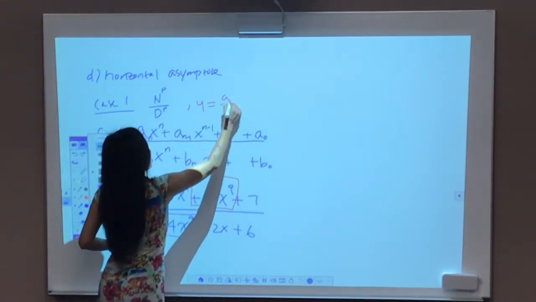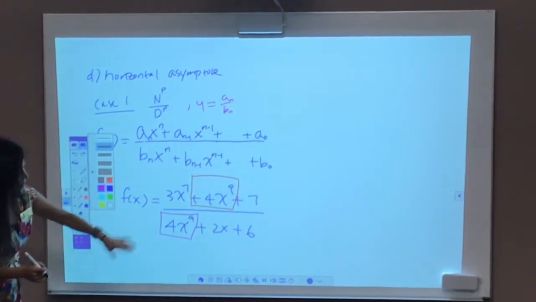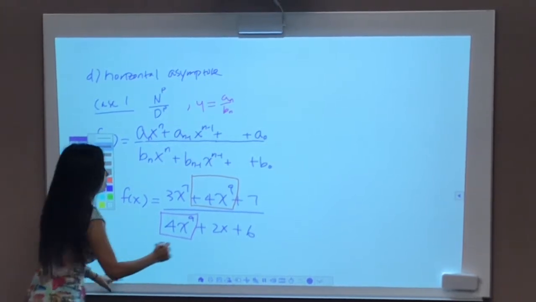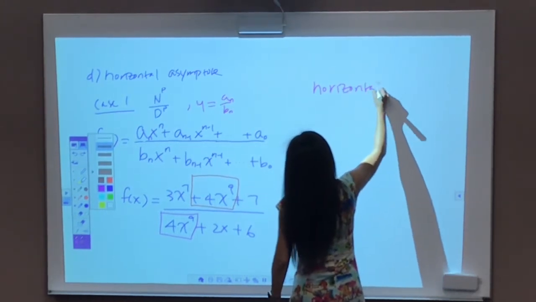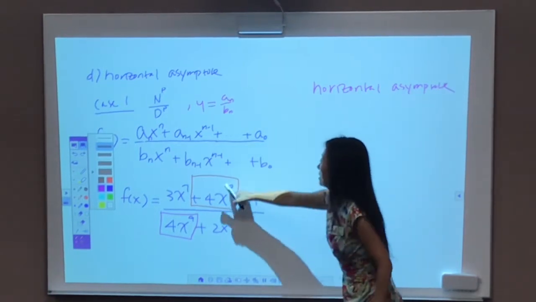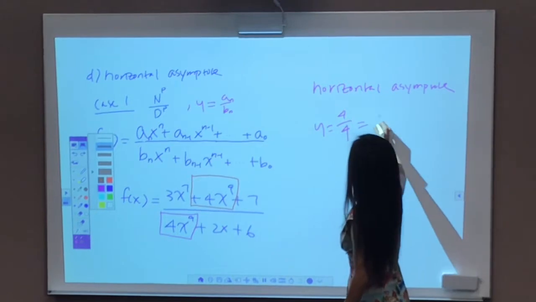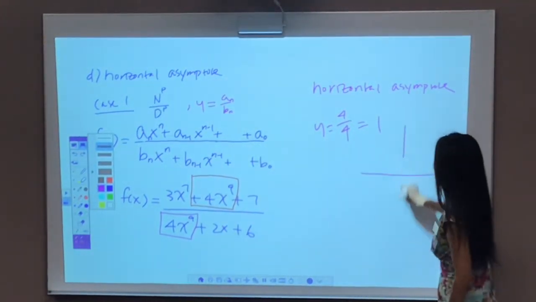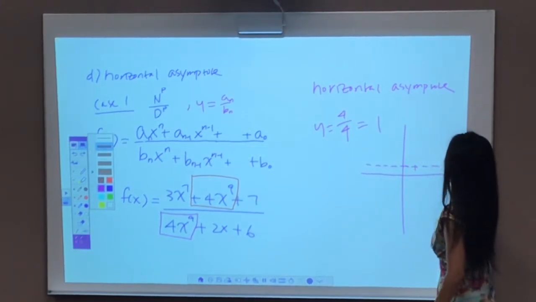Are you with me, class? You got that? So in this case, what is my horizontal asymptote? For this problem, what is it? I have 4 over 4, right? Which is what? 1. So in my graph, at 1, I will have a horizontal asymptote like this. Is everybody with me? That's case 1.